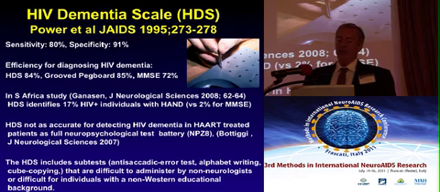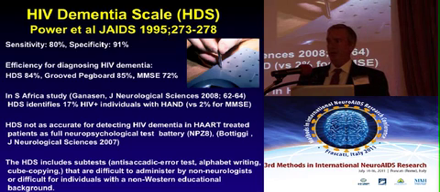And this is similar to the diagnostic efficiency of the grooved pegboard test, which is shown in the upper right. This is a neuropsychological test where you ask a patient to insert pegs into a pegboard as quickly as possible. And each peg has a groove on it, and the board has that groove at a different orientation to one another. So it's a test of both motor speed and psychomotor speed performance. So with the grooved pegboard test, you had an efficiency of diagnosing dementia of 85%, similar to the HIV dementia scale. In contrast, with the Mini Mental Status Exam, it had a diagnostic efficiency of only 72%.